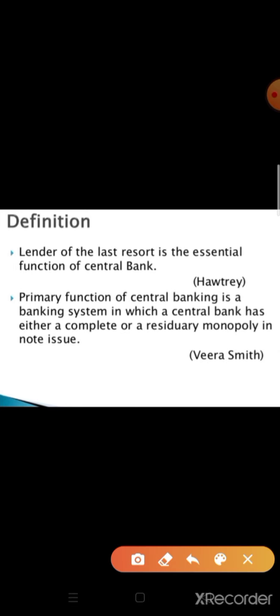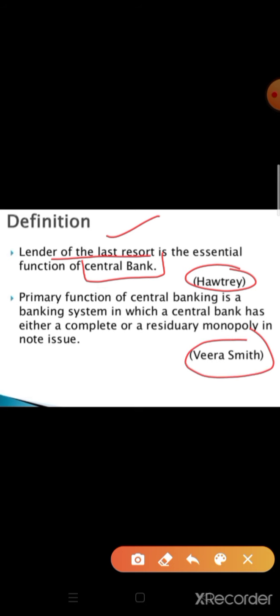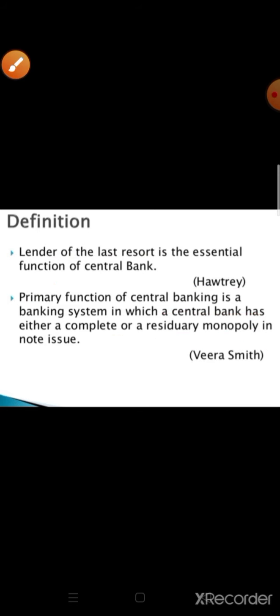There is a definition in the words of Hawtrey. Lender of last resort is the essential function of the central bank. Lender of last resort means the central bank is the last resort from where we can borrow money. That is a lender of last resort. And in the words of Vera Smith, the primary function of central banking is a banking system in which a central bank has either a complete or a residuary monopoly in note issue.